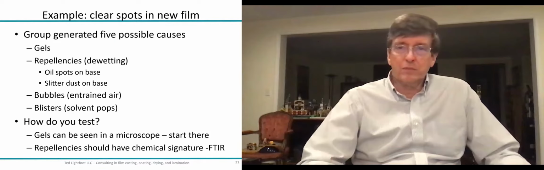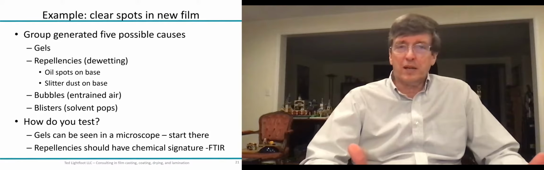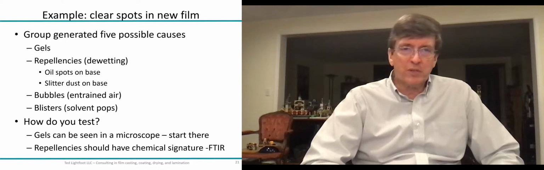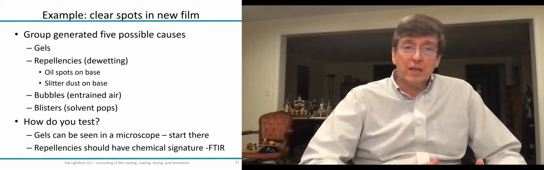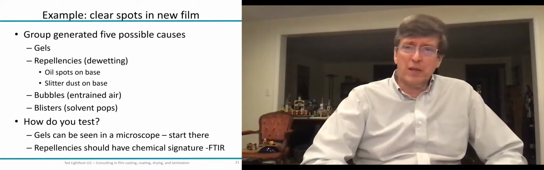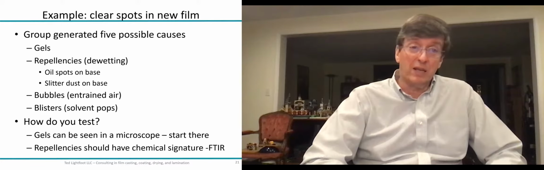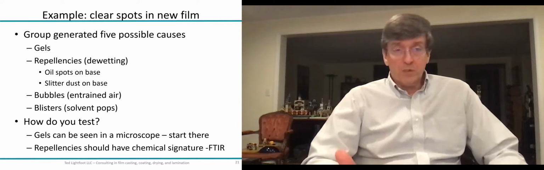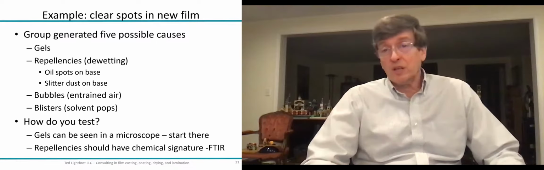So you've got a new film, first time in the plant, boom, you got clear spots. Well, so you sit down in the control room and people say, well, it could just be gels. Might be repellencies. We had some oils on the base lately, and somebody else says, well, we had slitter dust on the base is what we had. Maybe it's bubbles from entrained air. Maybe it's blisters, also known as solvent pops.